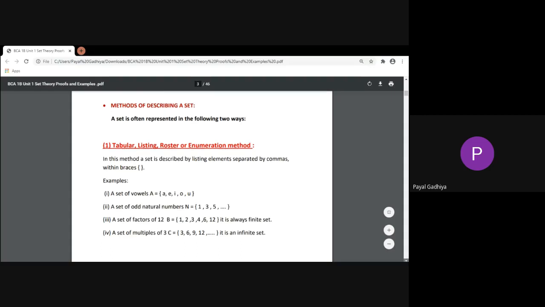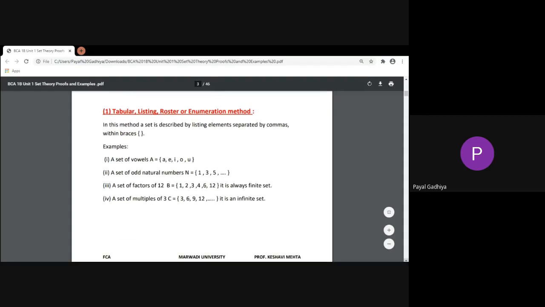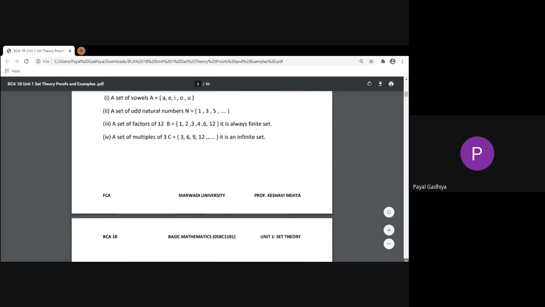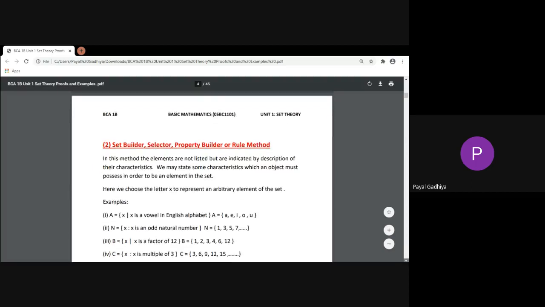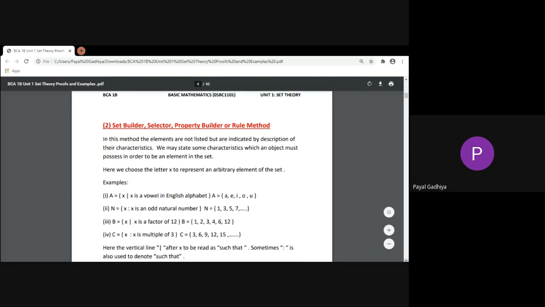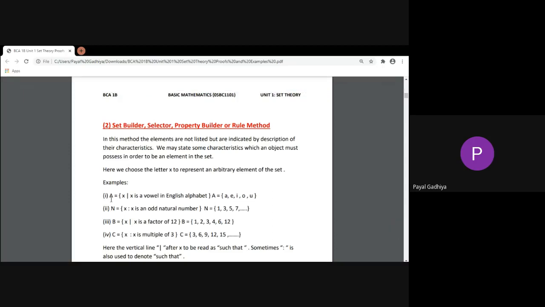Okay, so I think you are clear with this concept, how we can describe a set. Now, the next type we can represent a method, which is the definition. Like we will not write elements, we will give definition. Like see here, in this method the elements are not listed. We are not going to list the elements like we are doing previously, comma comma comma.